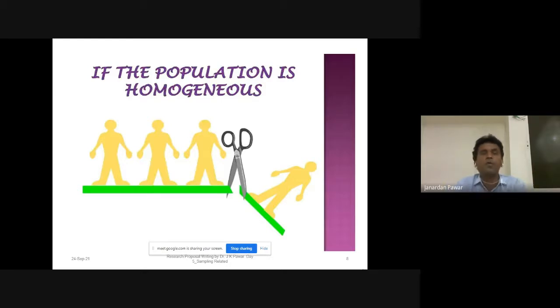I'm going to show you the figure of heterogeneous after this. So if you look at this, we can understand they all are the same. And when they all are the same, it is called homogeneous. This one is a basic concept. There is no need to explain more.